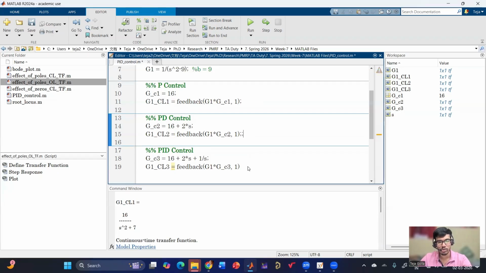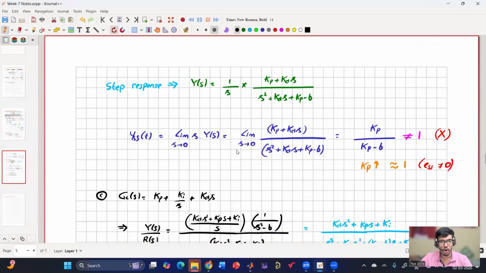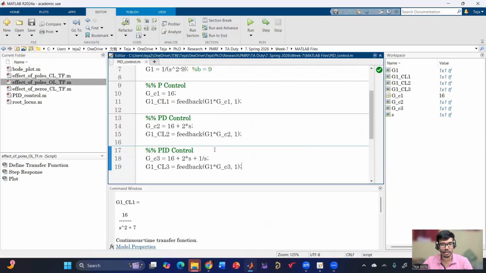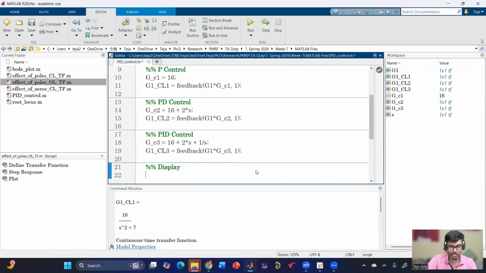Okay. Now coming to the last case, I have to solve the Routh-Hurwitz criterion to get all the conditions that will stabilize the system. From this, I can get that all the coefficients are positive. So Kd is positive, Kp minus B is positive, and Ki is also positive. I have taken one guess value of Ki to be 1. This is Kp plus Kd into S plus Ki by S. And then I will see whether I am getting the transfer function or not.